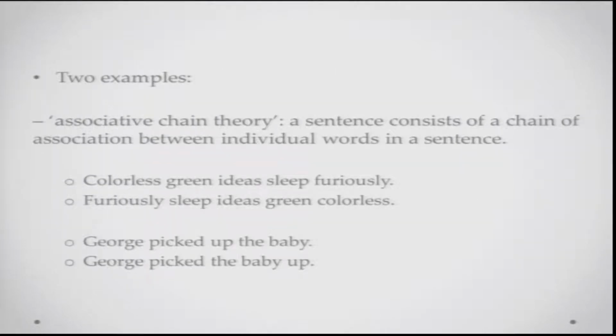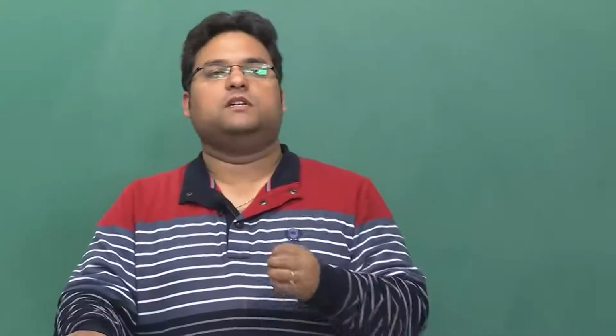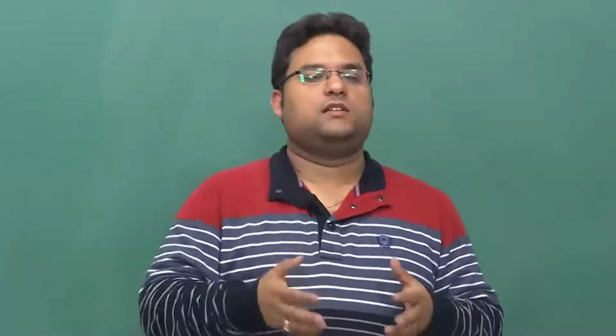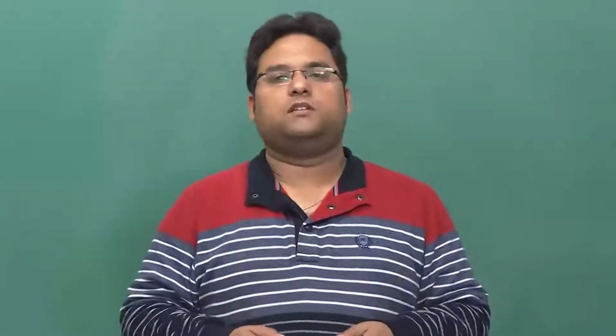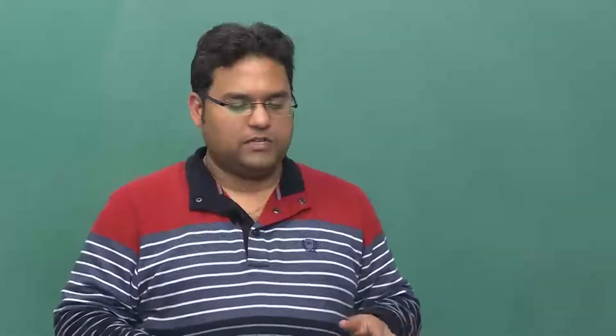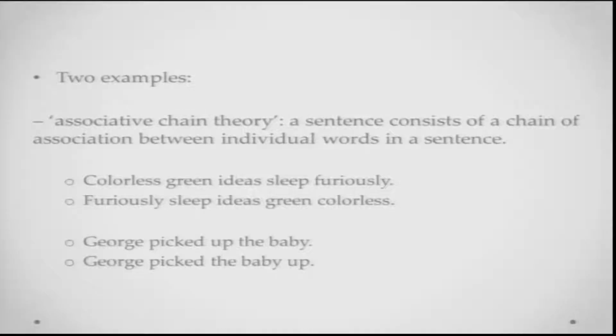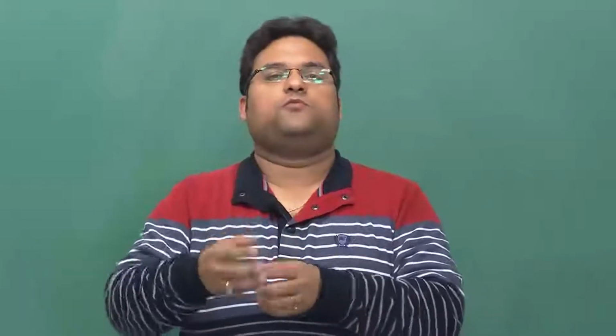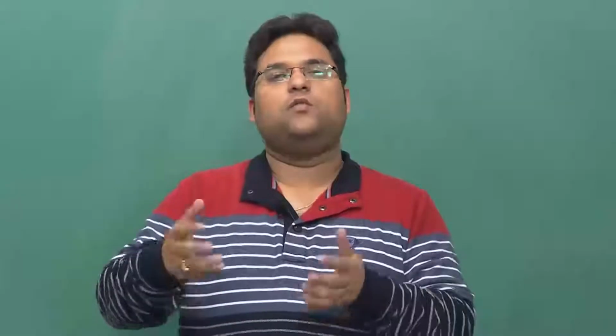One of the behaviorists' accounts of language is something called the Associative Chain theory. Associative Chain theory basically says a sentence consists of an association between individual words in a sentence. Say for example, if you have a sentence like colorless green ideas sleep furiously. Now if I write it differently, furiously sleep ideas green colorless, it might mean a completely opposite thing. We are not really changing the association between the words, they are just coming in a different order, but even though these two sentences are formed by words which seem to be associated with each other, they do not really make any sense.